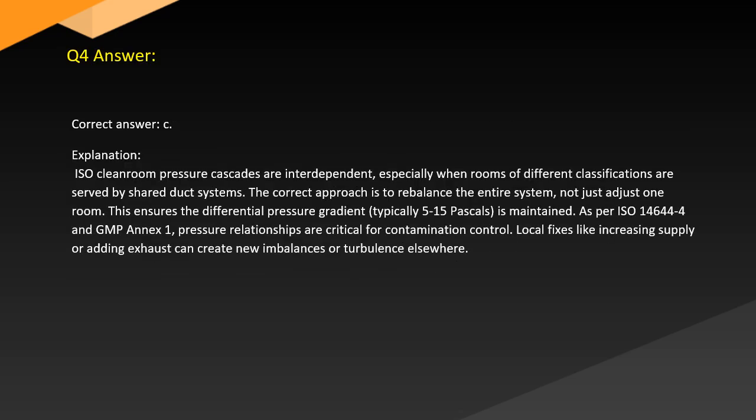Answer. Correct answer: C. Explanation. ISO cleanroom pressure cascades are interdependent, especially when rooms of different classifications are served by shared duct systems. The correct approach is to rebalance the entire system, not just adjust one room. This ensures the differential pressure gradient, typically 5 to 15 pascals, is maintained. As per ISO 14644 and GMP Annex 1, pressure relationships are critical to contamination control. Local fixes like increasing supply or adding exhaust can create new imbalances or turbulence elsewhere.